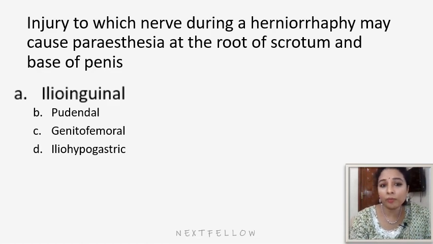The iliohypogastric nerve may also be damaged. It supplies the skin over the iliac crest, upper inguinal and hypogastric areas, but not the scrotum and penis. That is the reason the answer here is the ilioinguinal nerve, because the paresthesia is felt at the root of the scrotum and base of the penis. That is the terminal supply of the ilioinguinal nerve, which is a part of the inguinal canal. So thank you. I hope you understood this topic.